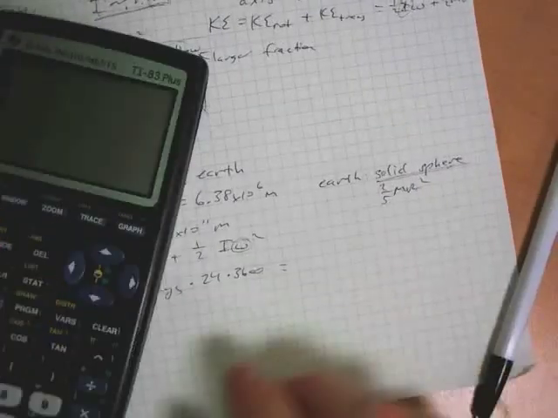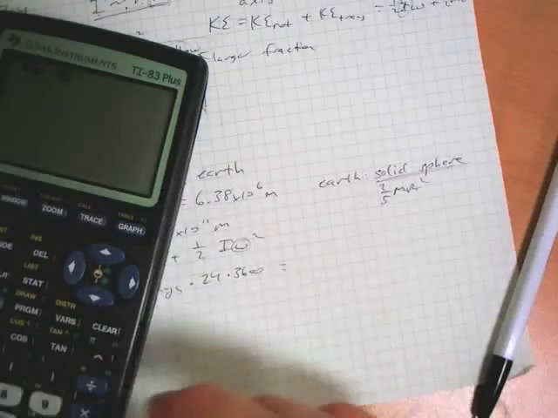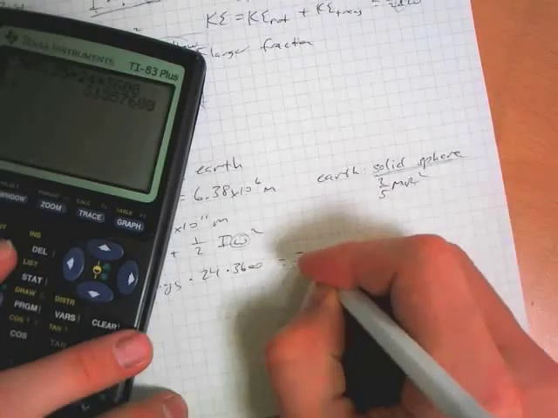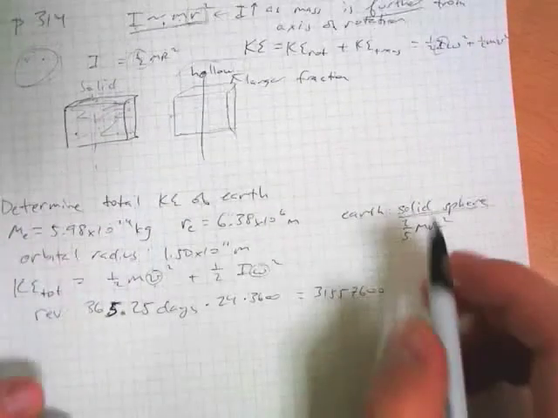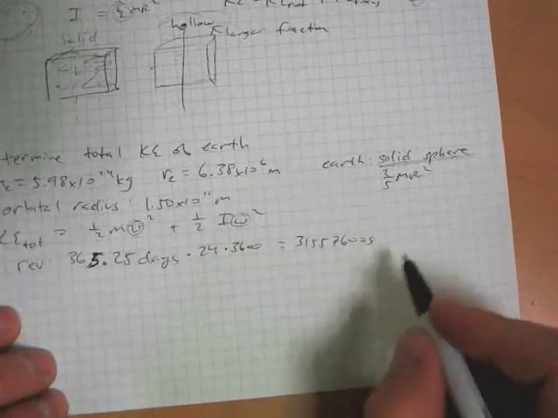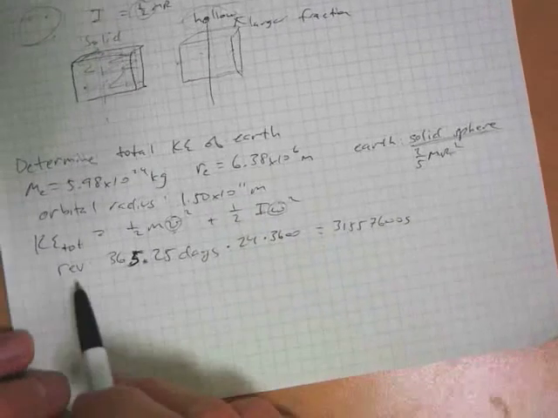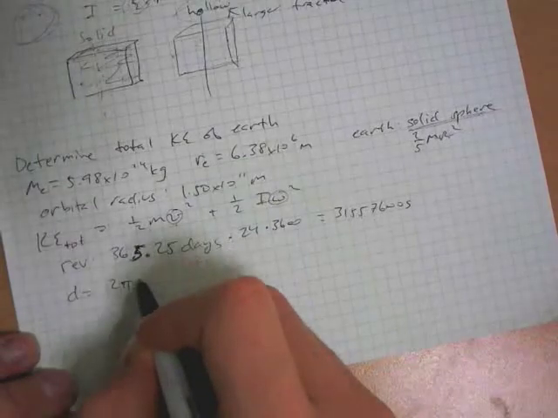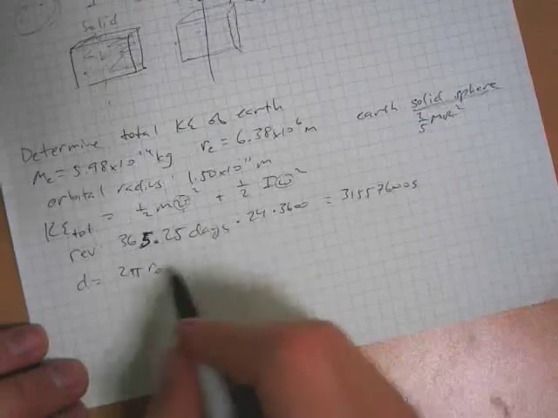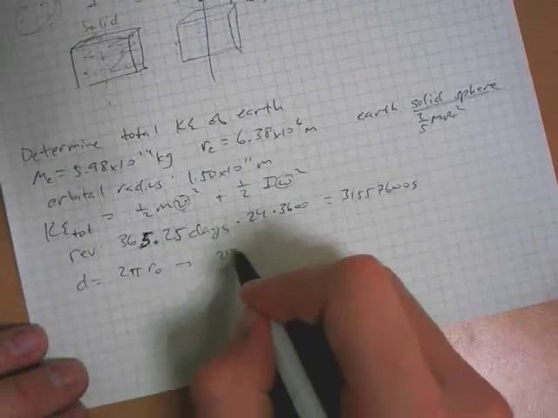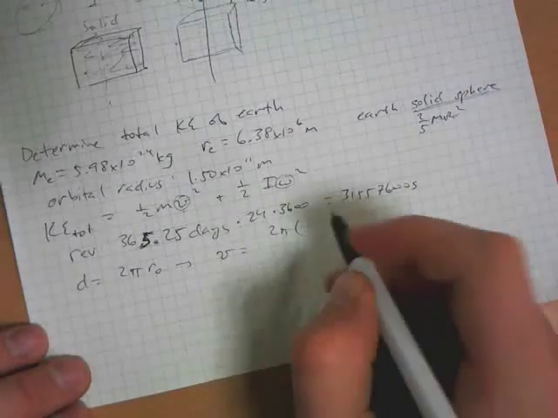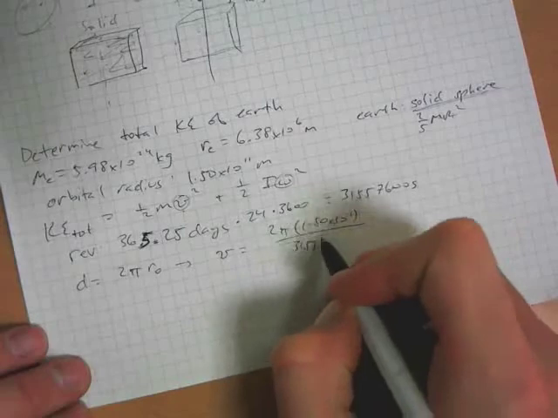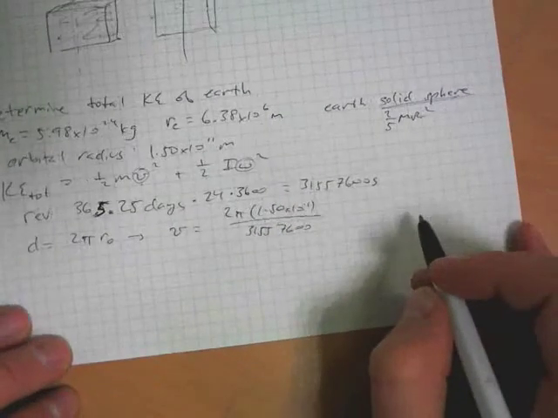Let me punch that in real quick. 365.25 times 24 times 3,600 is 31,557,600. All right, that's how many seconds are in our year. And over the course of that year, we travel a distance of 2 pi orbital radius. So our velocity then is 2 pi times 1.5 times 10 to the 11th over 31,557,600.